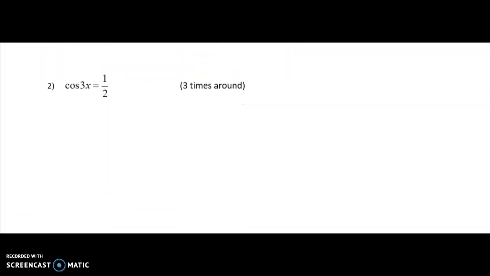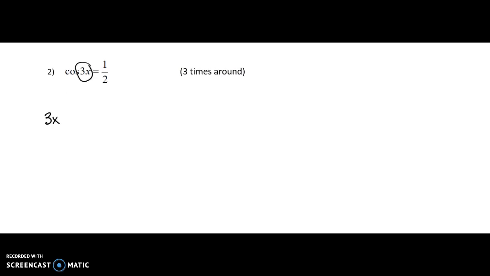All right, here's another one. We're going to pretend that this is just x, but it's really 3x. But we're going to pretend for just a moment that we're finding the cosine of x equals 1/2. That 3 tells us we're going to go around the circle 3 times. All right, so what angles have a cosine of a half? That would be 60 degrees, which is pi over 3, and 300 degrees, which is 5 pi over 3.